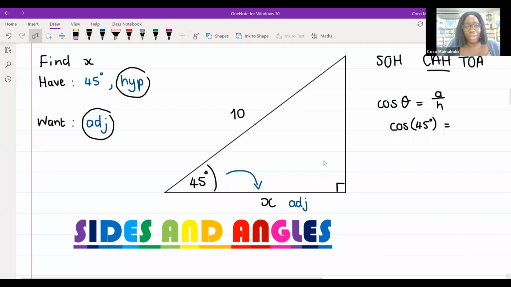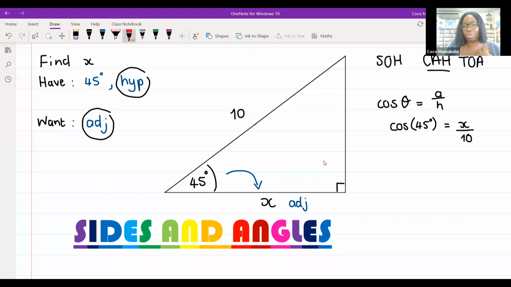X. Good, that's it. It's called X. So I'm going to go X over, what is my hypotenuse side? Adjacent over hypotenuse. That's it. Good, 10. Now, this thing over here, guys, is divided by 10.